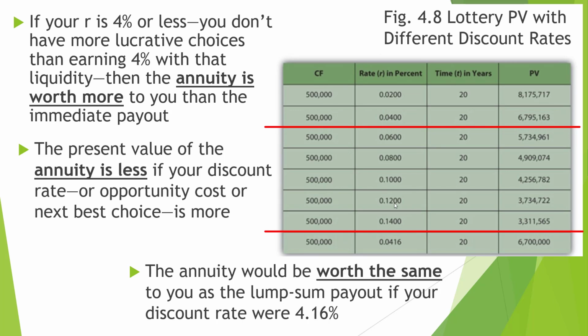And then last but not least, looking at these two rows here, we can see that at 2% and 4%, the present value is higher than the 6.7 payout. It's a little over 8 million in one case and a little bit over the payout lump sum in the other. So if you don't have better options than earning 4% with that liquidity, it's better to take the annuity than to take the immediate payout.